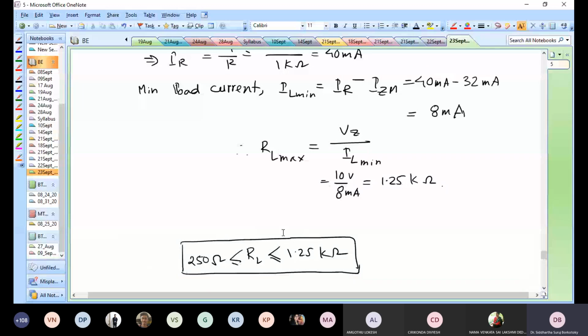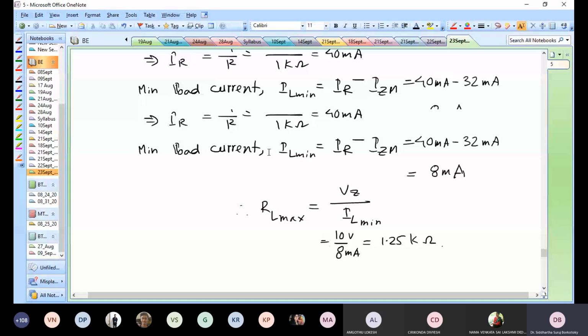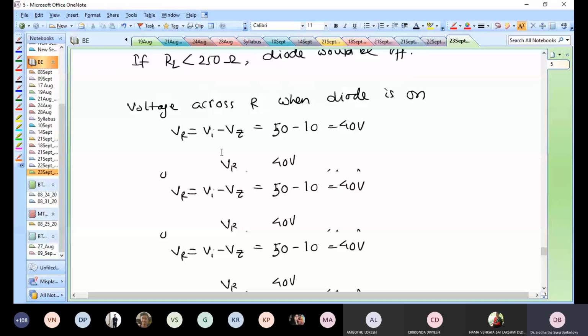So what it means is that the load resistance RL should be above 250 ohms in order to make sure that the diode is on, and it should be below 1.25 kilo ohms in order to make sure that the diode does not exceed its maximum current rating. This is when your Zener diode would act properly as a voltage regulator.